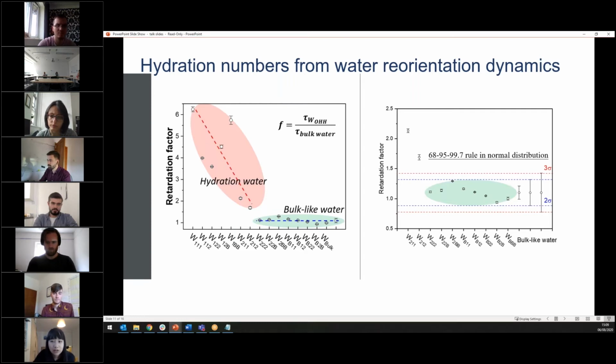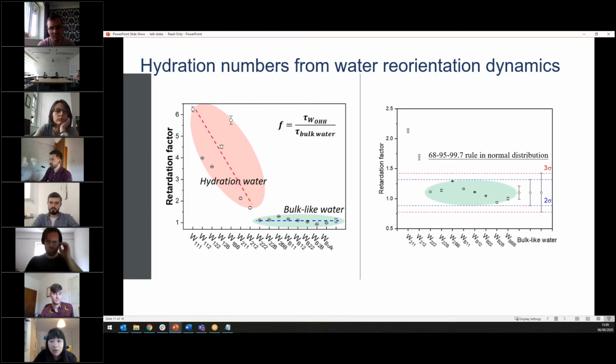Also, beyond the hydration shells of magnesium is WB. So with B as the first number it is WB11, WB12, and so on. They show very similar dipole reorientation dynamics compared to bulk-like water. However, it is a little bit tricky when we look at the second hydration shell of magnesium, the W2 waters, such as W212 and W222. So these are on the boundary edge.